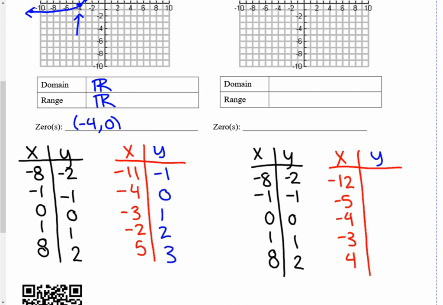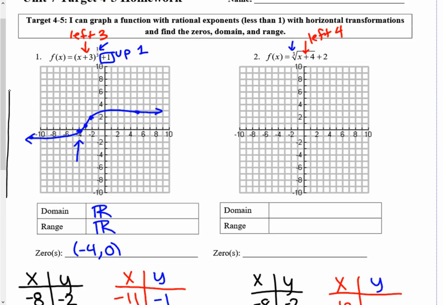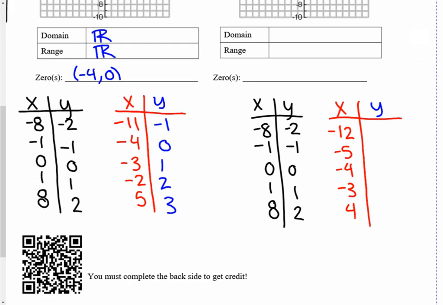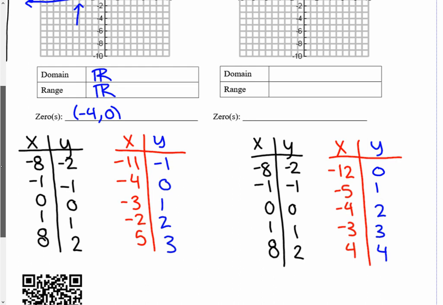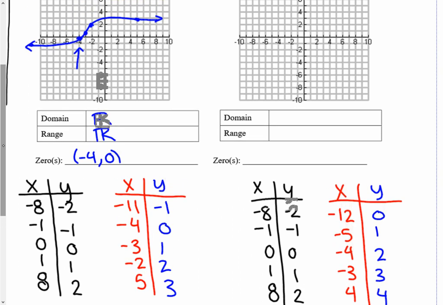To my y values then, on the outside of that root, I have +2, telling me I'm moving up 2, so I'm going to add 2 to all those y values. So I get 0, 1, 2, 3, and 4. So we'll go to graph this. Again, I'm going to estimate that -12, 0 spot. I know that was on my x-axis, so I also know that's going to be my 0 at -12, 0.